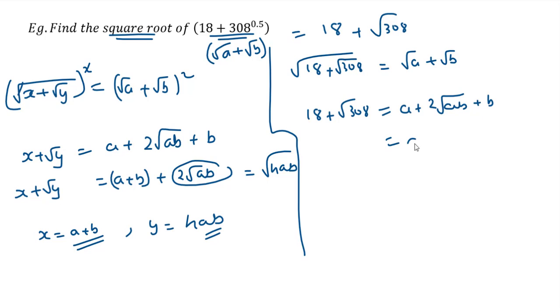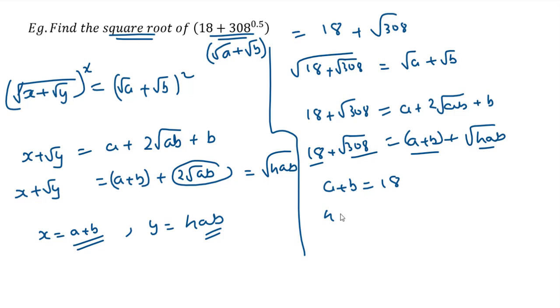So now we'll separate the rational and irrational parts. We'll get a plus b, plus we'll take this 2 under the square root, we'll get 4 times ab. On the left hand side we have 18 plus square root 308. So now we'll compare the rational part and the irrational part, and from there we'll get the value of a and b. So we have a plus b is equal to 18 and 4 times ab is equal to 308. So from here we'll get ab is equal to 4 ones are 4 twos are 7s are.